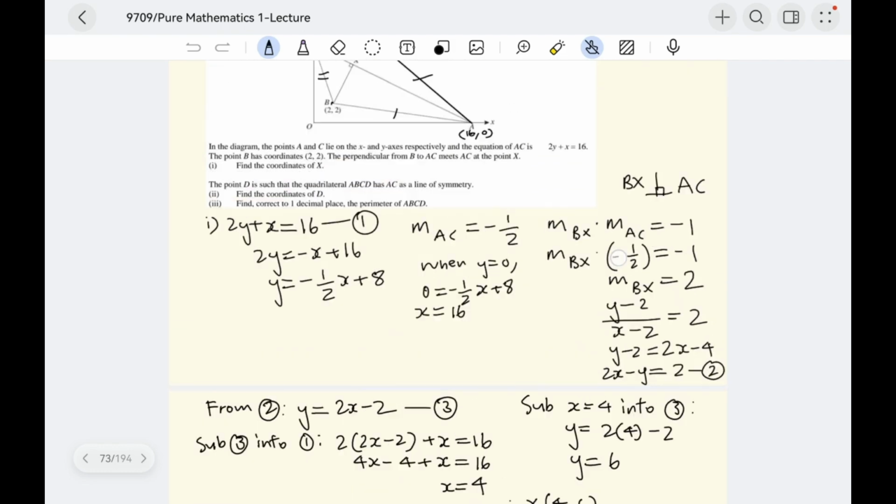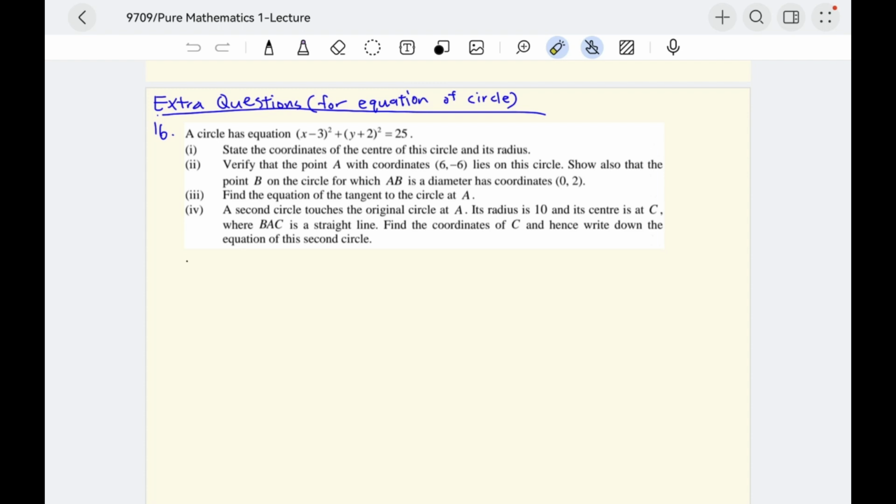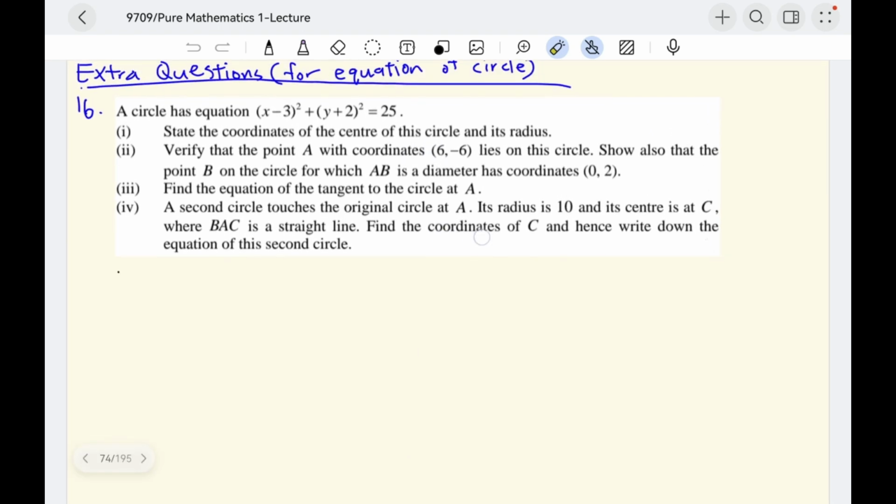Alright, I think that's the end of the discussion for this question, and it is also the last partial question in the exercise of chapter 3. Let's move on to question 16. Question 16 is the extra question for the equation of circle, because equation of circle does not exist in the older syllabus. Let's take a look at this question.